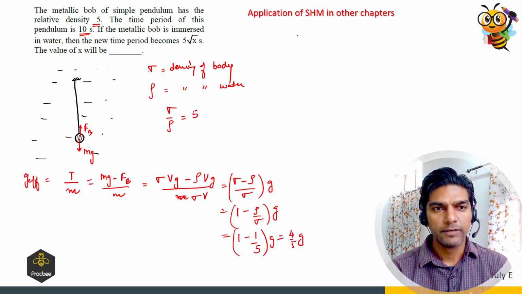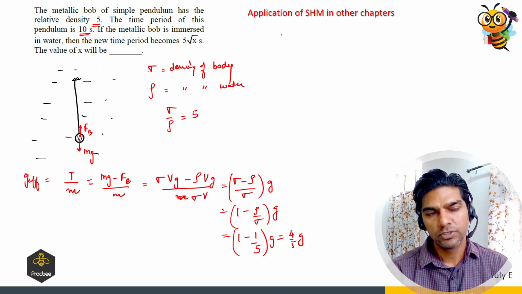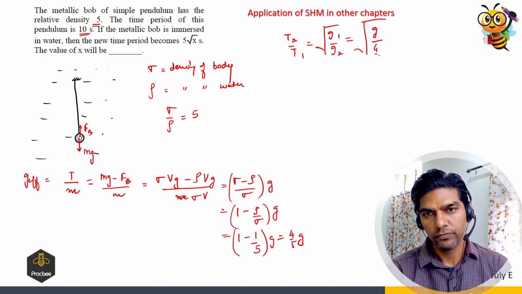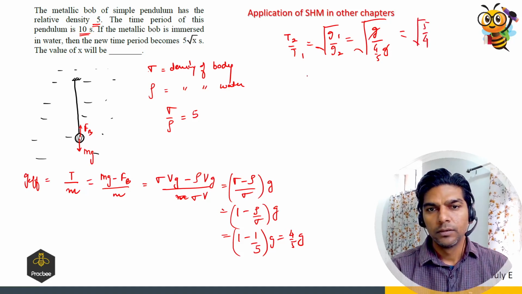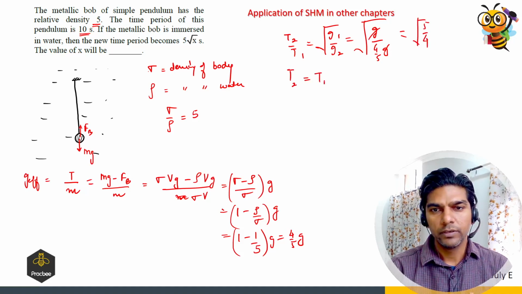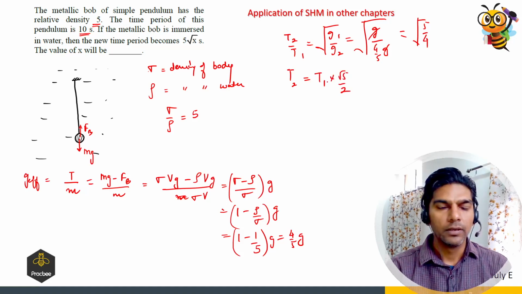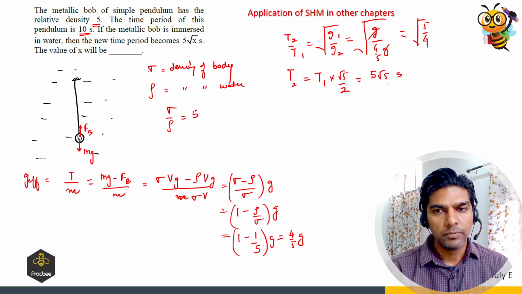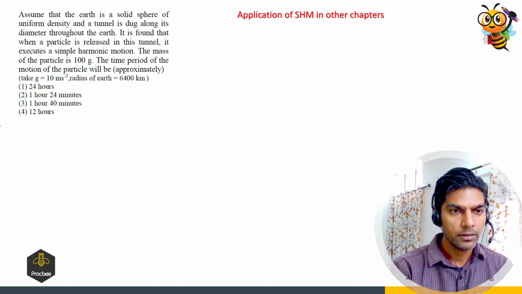So the original time period was 10 seconds. So T2 by T1 will be equal to root of g1 by g2. The original g is g only, and the new g is 4 by 5 g, which is root of 5 by 4. So T2 will be T1 times root 5 by 2, and T1 is given as 10 seconds. So that will be 5 root 5 seconds. So if you compare this, x comes out to be 5. So 5 is the answer.